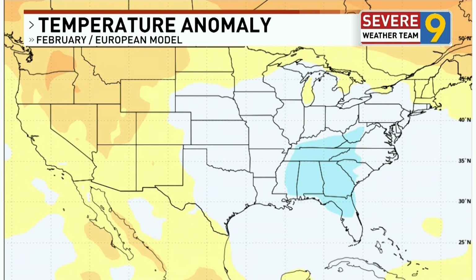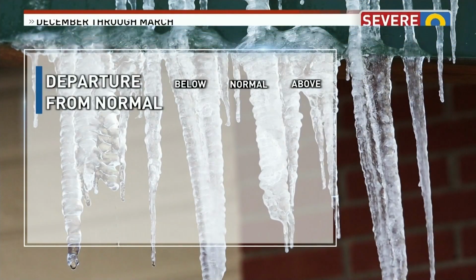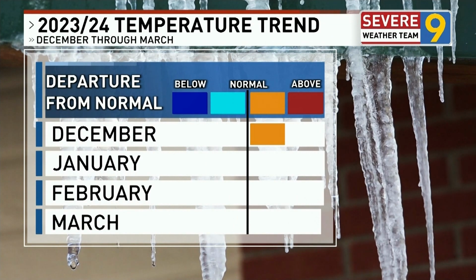That's where a trough should be come January and February, and I think that's where we're going to have our backloaded winter of sorts. This is a look at our forecast when it comes to temperatures.